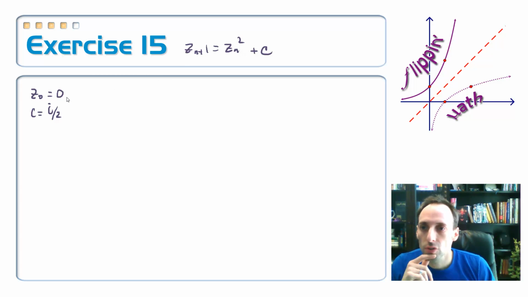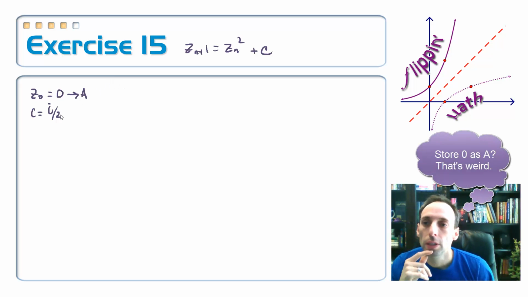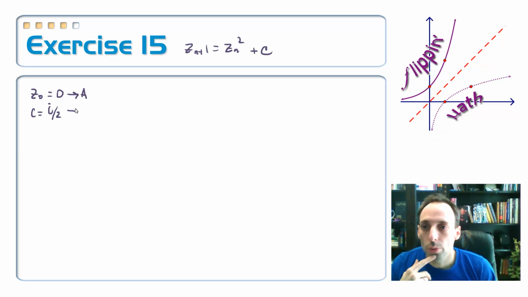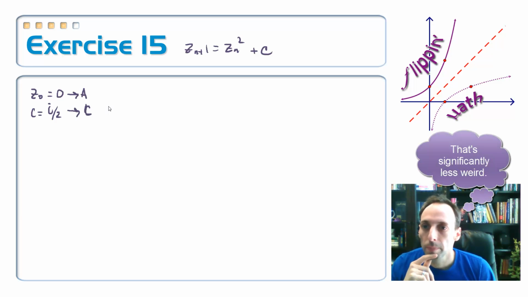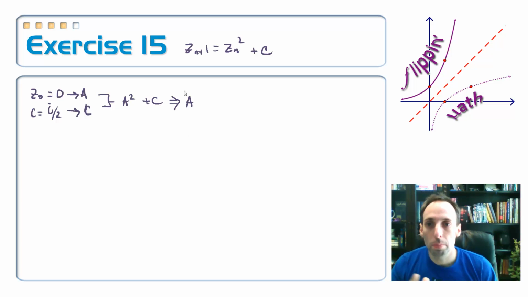What we're going to do is store this 0 in the calculator as A, so I don't have to type it in. I know it seems like kind of a weird step, taking 0 and storing it as A, but it'll make sense in just a little bit. We're going to store the i over 2 in the calculator as C, just the c value right there. So I'm going to type into the calculator A squared plus C, right? And that's going to give me a new value. Whatever this value is, I'm going to restore that value as A. And then I'm going to just repeat the process on that number over and over again.